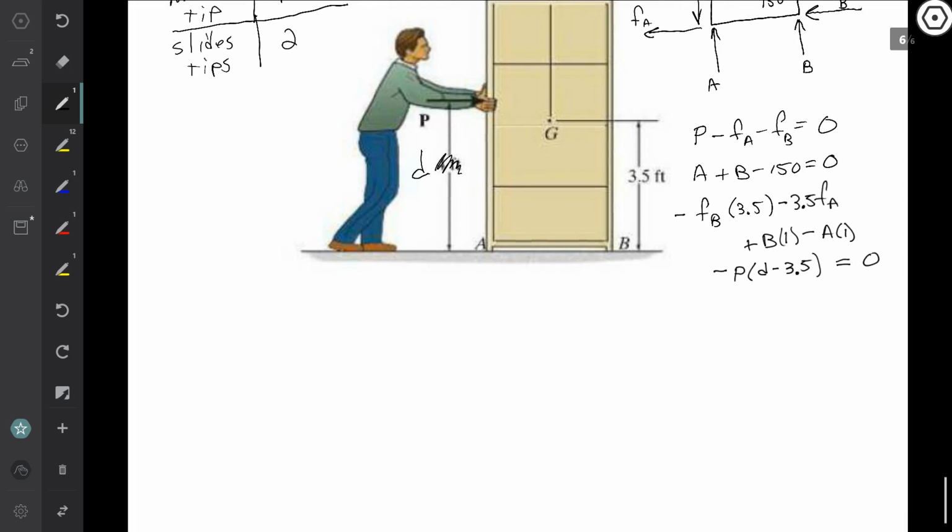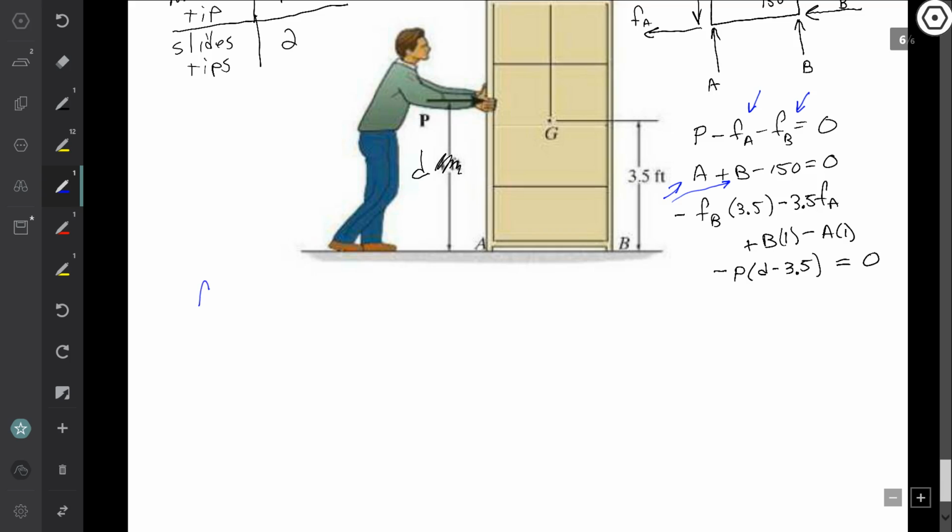Okay, so here's what I'm going to do. I'm going to solve these things. Right now I don't know FA, I don't know FB, I don't know A, and I don't know B. So I have 4 unknowns but only 3 equations. It's going to turn out that I will not be able to solve for FA and FB by themselves. I can only get the sum total of them. So what I'm going to solve for then is, I find out from the first equation that FA plus FB, in other words, the total friction, is equal to P.